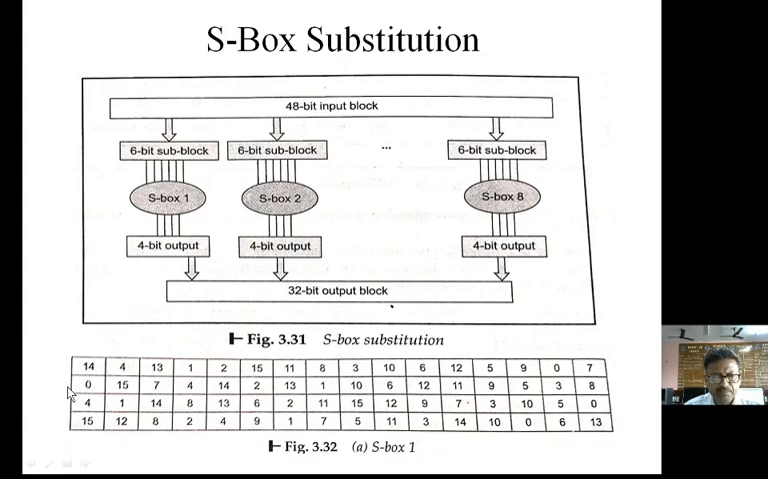This S-box is very simple. It has 16 columns and 4 rows. The first row is considered as 0 0, the second row is 0 1, the third row is 1 0, and the fourth row is 1 1. The first column is 0 0 0 0, the second column is 0 0 0 1, the third column is 0 0 1 0, and similarly the last column will be 1 1 1 1.